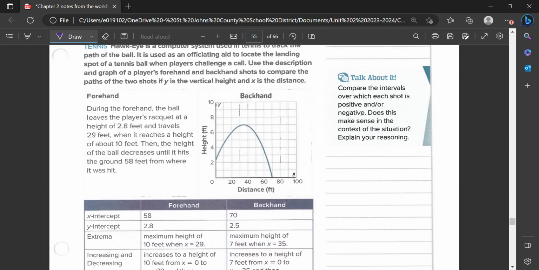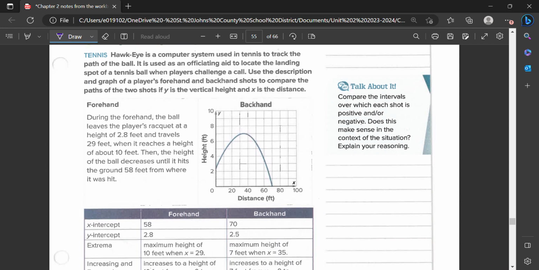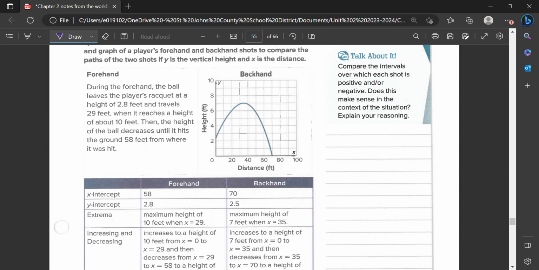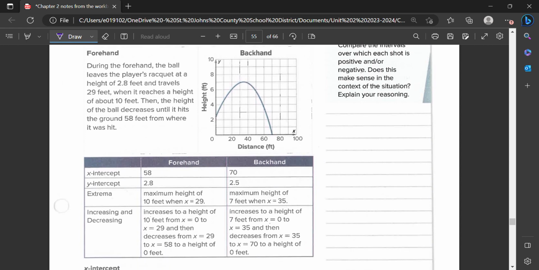Okay, so for example 4, pair properties of functions. Tennis. Hawkeye is a computer system used in tennis to track the path of the ball. It is used as an officiating aid to locate the landing spot of a tennis ball. When players challenge a call, use description and graph of players' forehand, backhand shots to compare the paths of the 2 shots. So now we're actually comparing the forehand, so the little paragraph right here, to the backhand in the graph.